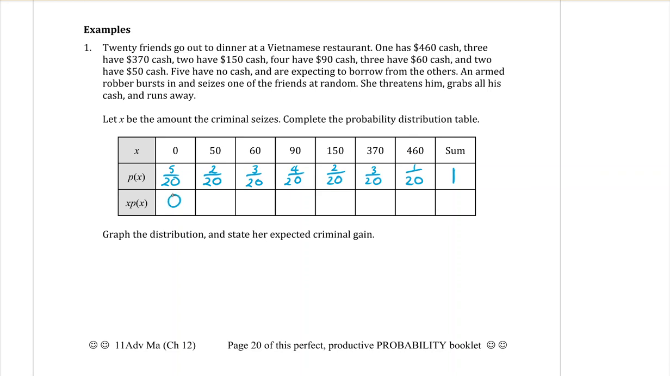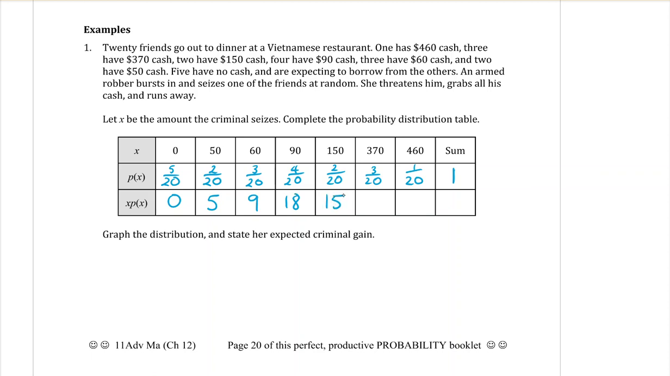Then do the next one. 50 times 2 over 20. Okay, then 60 times 3 over 20. And then so on. 90 times 4 over 20 is 18. 150 times 2 over 20.